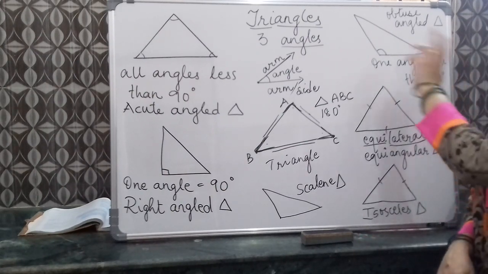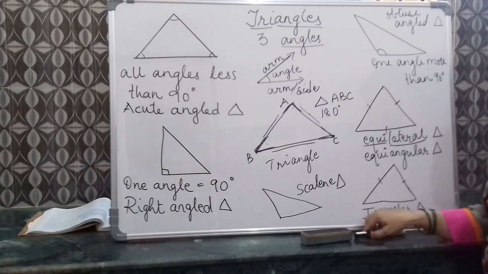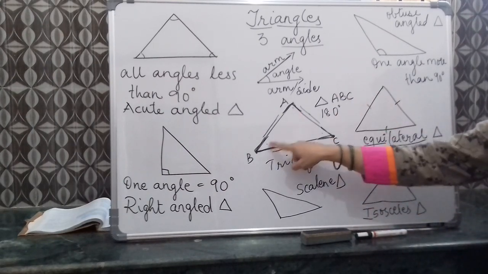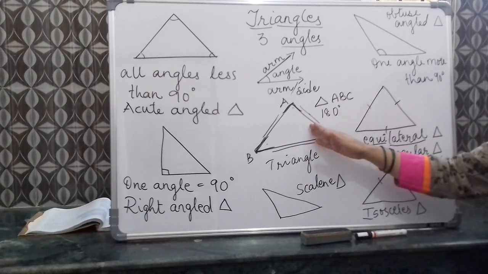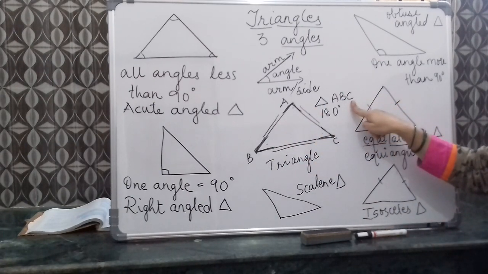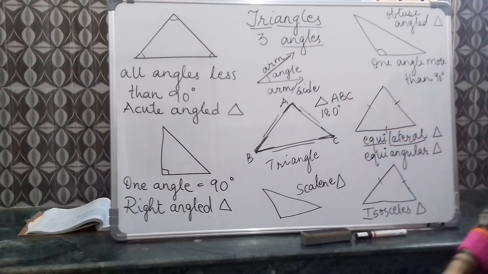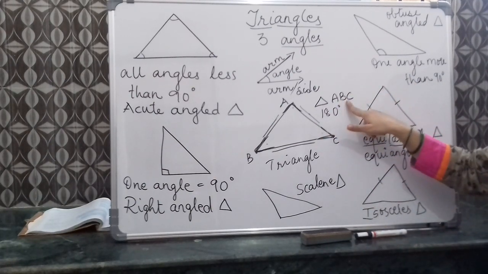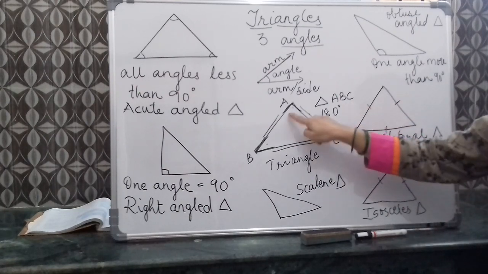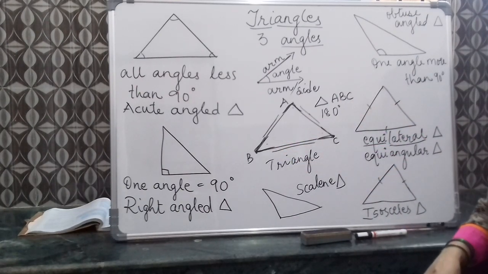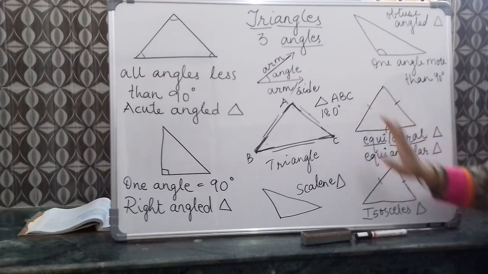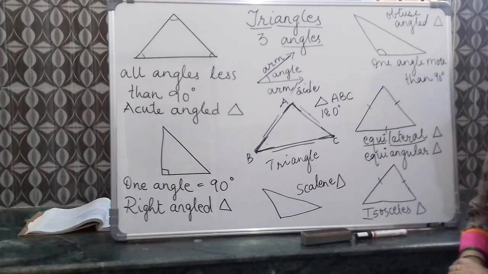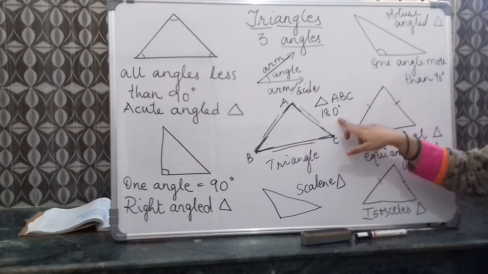So, we revise once more. A triangle is a closed figure having three angles and three sides. A triangle is named with capital letters, and we call it triangle ABC here. The three angles in a triangle always sum up to a total of 180 degrees. So, whatever be the measurement of the triangle, all the angles will always have a sum of 180 degrees.